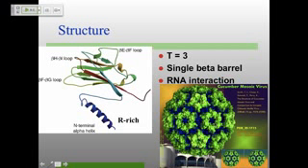H is equal to 1, change directions, K is equal to 1, that gives you your T equals 3 structure. The main part of the structure here is a beta barrel. This should look really similar to another kind of positive strand, single-stranded RNA virus with a pseudo T equals 3 structure that we've been reviewing for our exam.